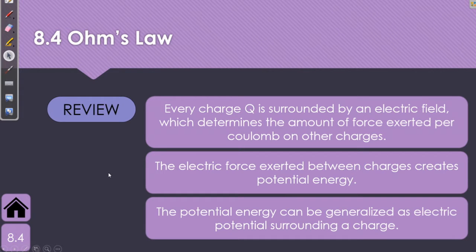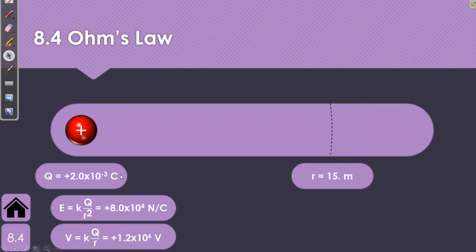First, a quick review. Remember that every charge, which we can designate with the letter Q, is surrounded by an electric field. This electric field determines the amount of force exerted per coulomb on other charges. The electric force between charges creates potential energy, but we can generalize that potential energy and just call it electric potential. So each charge has electric potential surrounding it, which varies with distance from the charge.